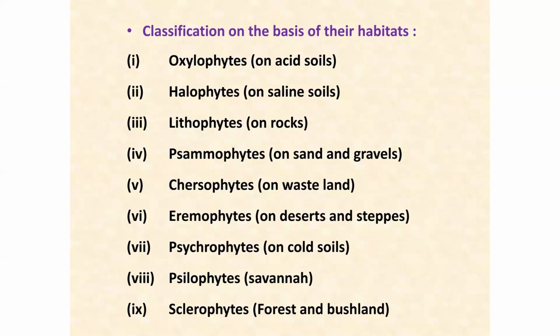Eremophytes are the plants which grow on deserts and steppes. The plants growing on cold soils are called psychrophytes. The plants growing in the savanna are called xylophytes. And sclerophytes means they are in forest and bushlands. So these are the classification of xerophytes based on their habitat.